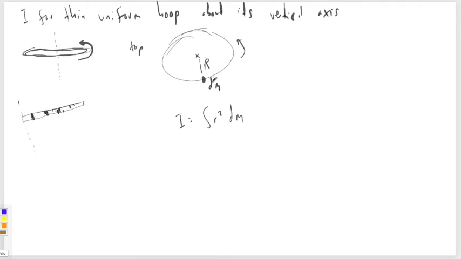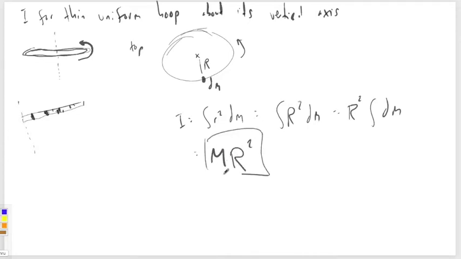Here, though, this r is constant. The distance away that each little mass piece is from the axis of rotation is constant. So I can just rewrite this like this. And guess what, my friends? That r squared is constant. It comes out of the integral. What's the integral of dm? It's m, it's mass. So this is very simple. It is the mass times the radius squared. That will be true always for a thin hoop. Yay.